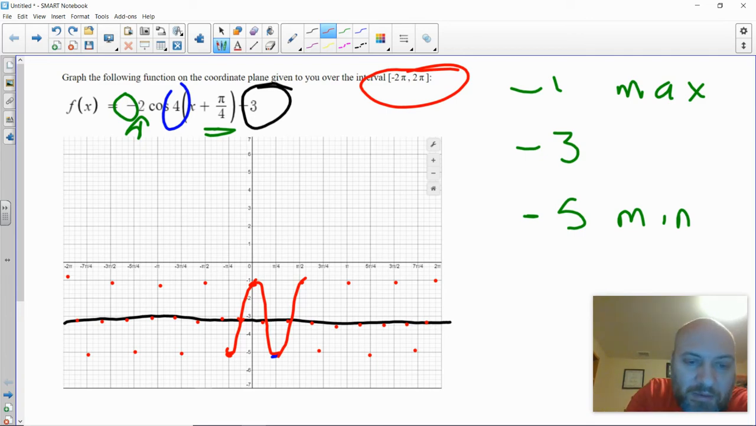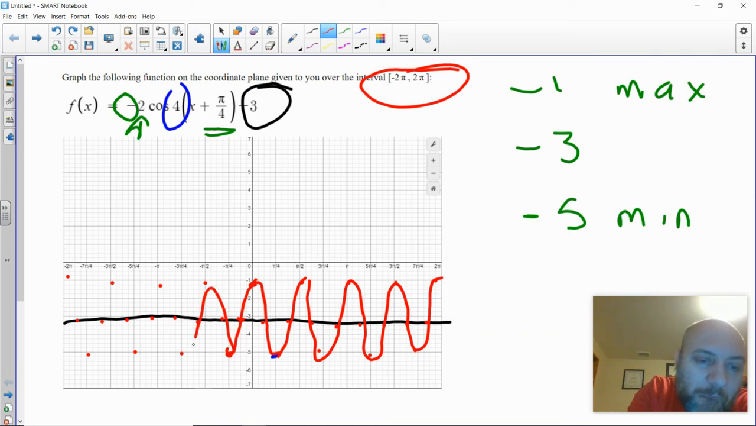So now I have all my points. I can create my curve, and that would be our completed graph for the given equation.